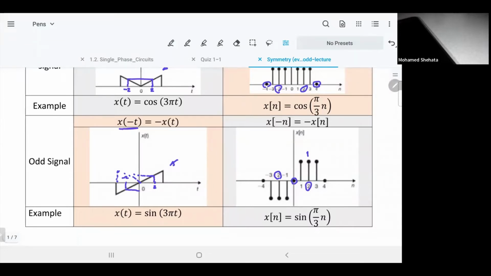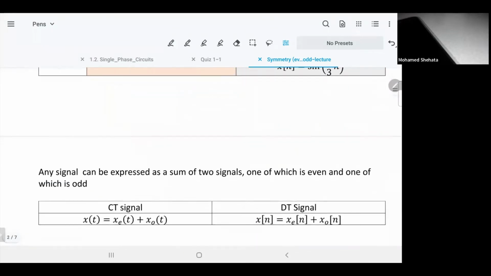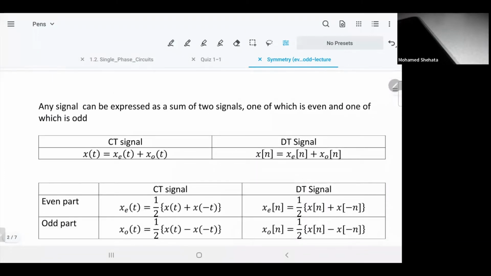So that's the even and odd. In fact, any function, any signal, continuous time signal or discrete time signal, you can express a signal as two components, one even and one odd. Any signal. The question is, can I do that for an even or odd function? You do it for any function, even if it's not even, if it's not odd. I'm talking about if you have a function that's not even and not odd, and you want to extract the even components and the odd components, you can do that.